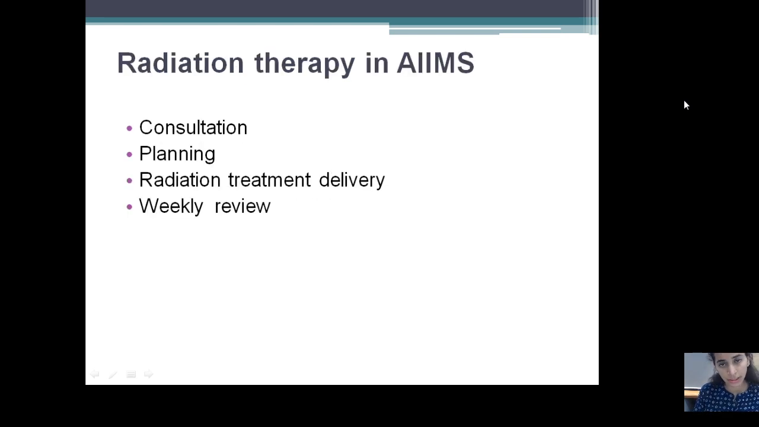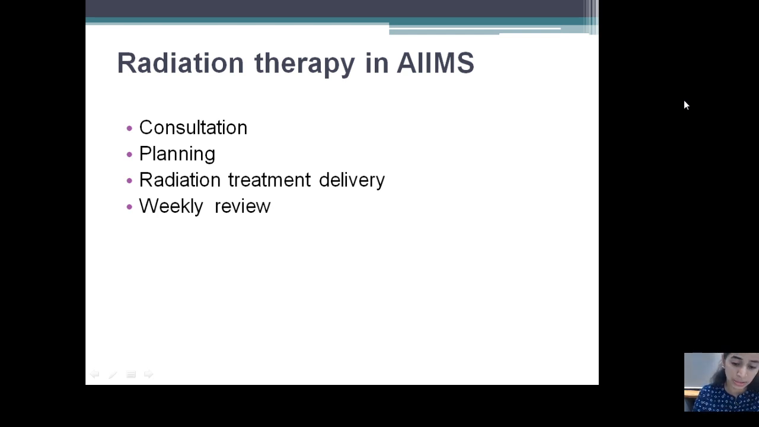So radiation therapy in AIIMS. So how are we going about it? We have OPDs. Every Tuesday and Friday we have the radiotherapy, radiation oncology OPD. In this, the patient will come to the radiation oncologist. The planning for the radiation therapy will be done, that is what type of radiation therapy we want to give and how much will be the dosage and everything. Then the planning will be started.